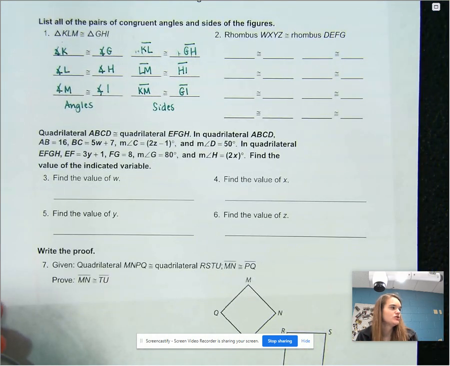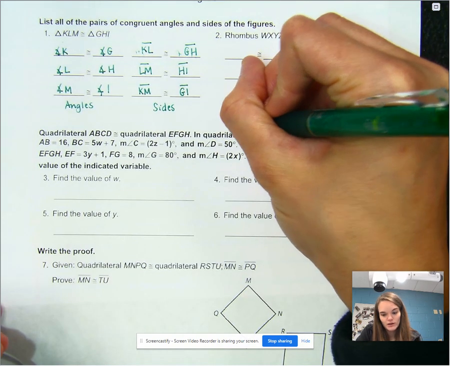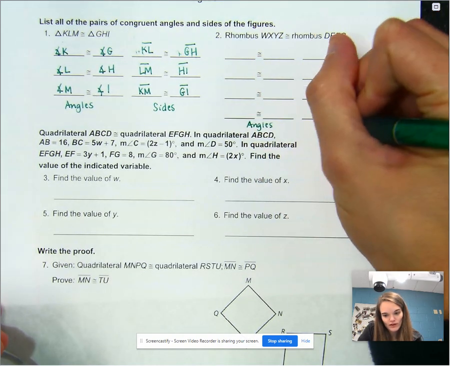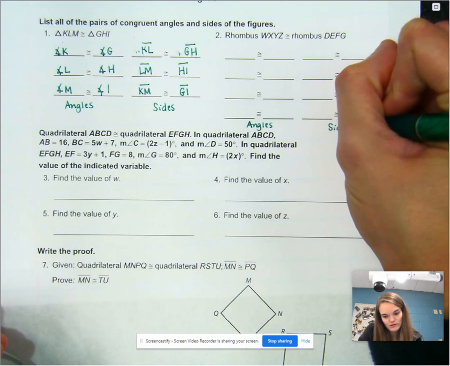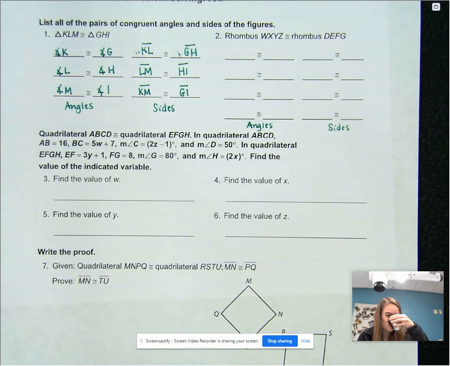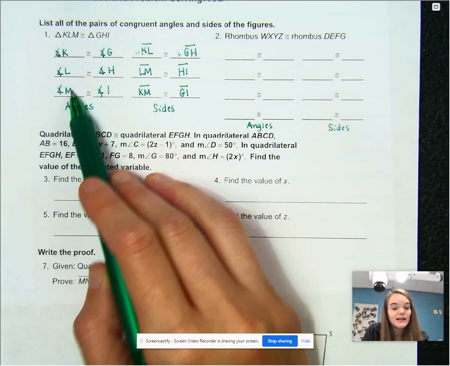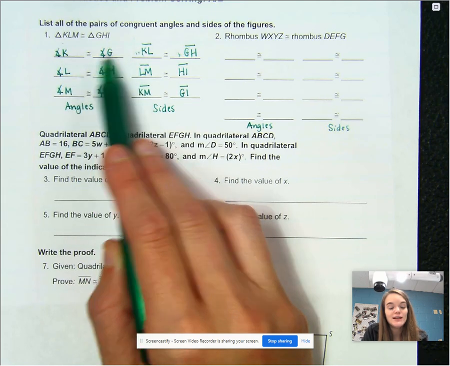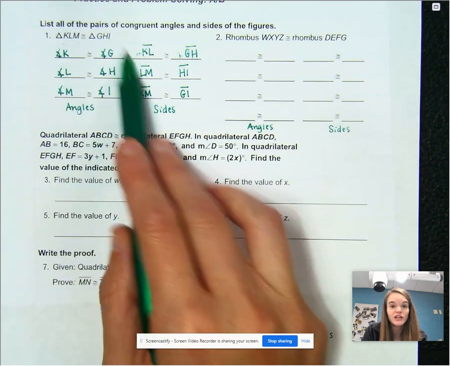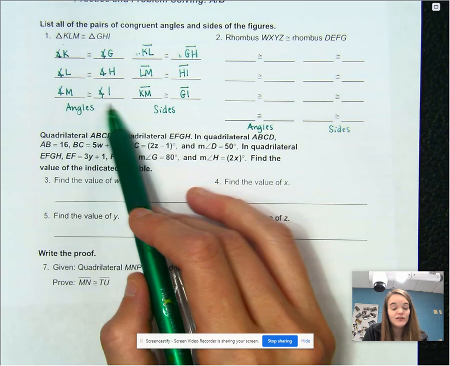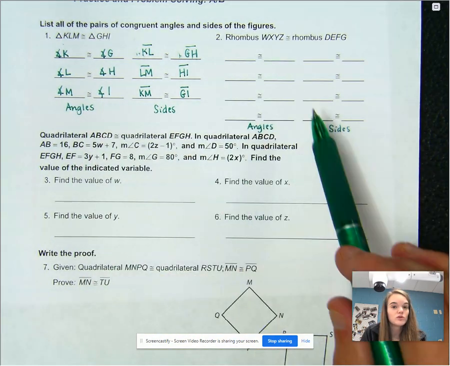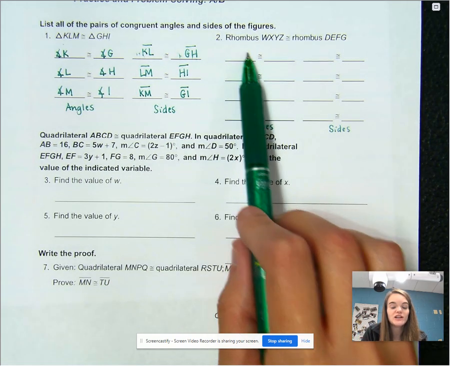I want you guys to pause the video and try two as well. Angles, sides. Okay, so you've paused the video, you've already got it. Here's what you need to know. When you're checking your work, don't start erasing if you think it's wrong. You know how I've got K, L, and M? It doesn't matter what order these are in as long as they match here, okay? As long as KG is somewhere in the list, that's fine. As long as MI is somewhere in the list, that's fine. So if you don't have them in the order I have them in, that's not what matters. What matters is what it's paired with, okay?